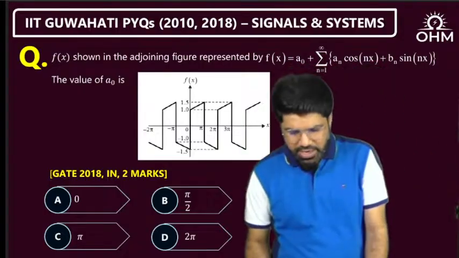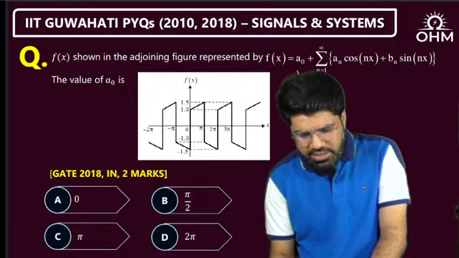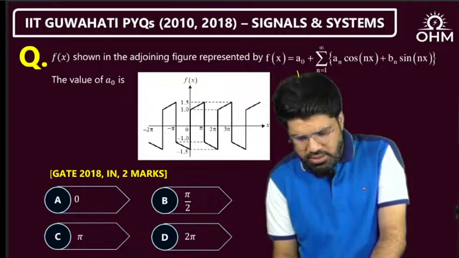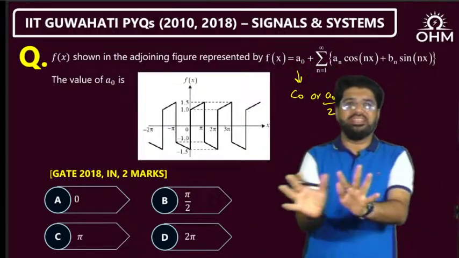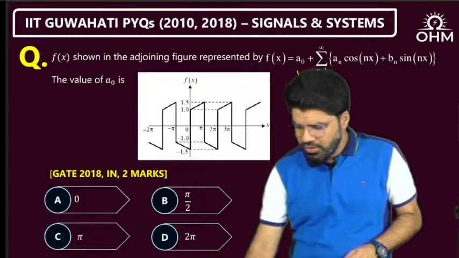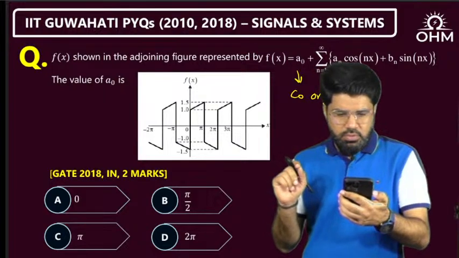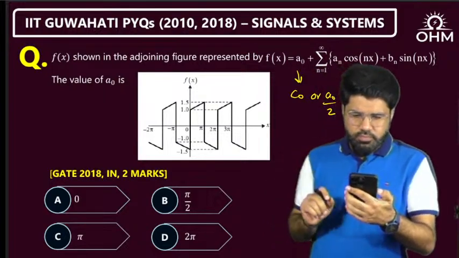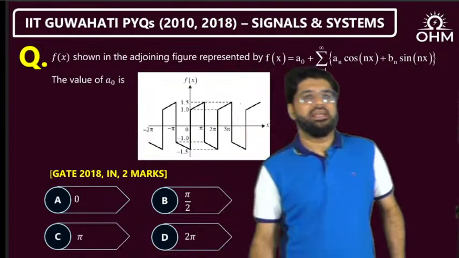Otherwise we write it as C naught. Either the DC component should be written as C naught, or it should be written as A naught by 2 actually. But okay, let's assume that the intent of the question is clear. The intent of the question is finding the DC component. So A naught plus summation 1 to infinity of AN cos nx plus BN sin nx.